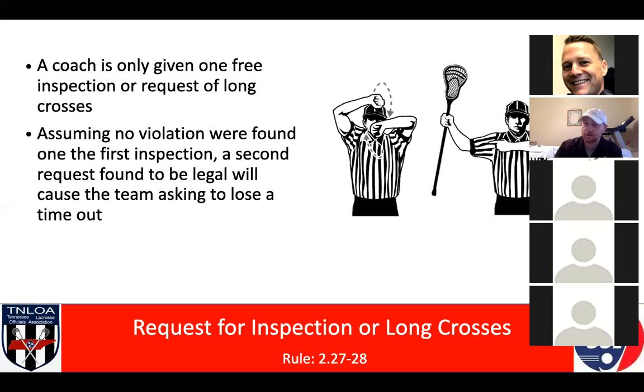If he is legal, the coach gets another one, but if his second request is wrong, he loses a timeout. If he doesn't have any more timeouts, it's an illegal procedure penalty. It's either a turnover or he gets a guy thrown in the box for 30 seconds. He loses a timeout on a second one if the first one is found to be legal. If it's found to be illegal, he still gets another free one, but he only gets a maximum of 2 during the entire course of a game.